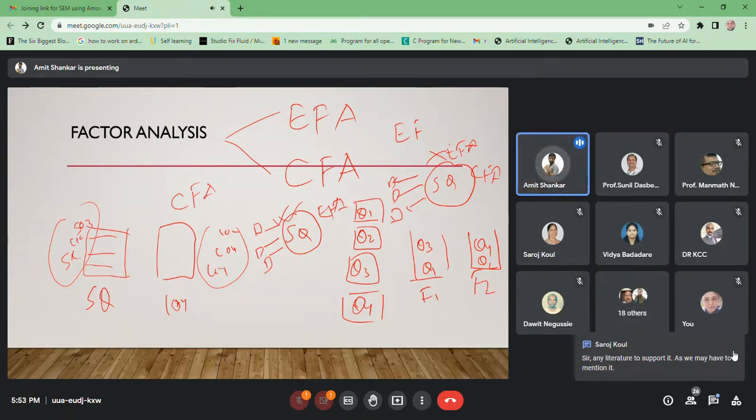On the literature, you can go through the book of Hair and Anderson, Multivariate Data Analysis. You can follow that book, they have clearly written it. Hair et al. 2016, now they have come up with the 2021 edition, where they have clearly mentioned where EFA is required and where CFA is required.